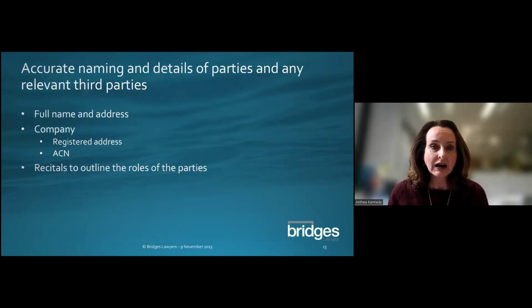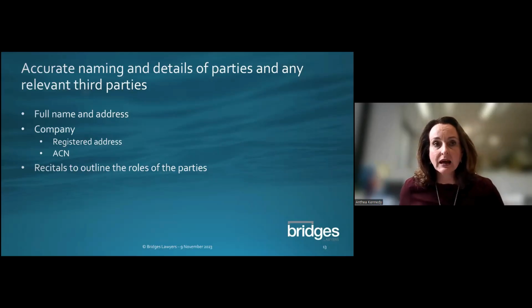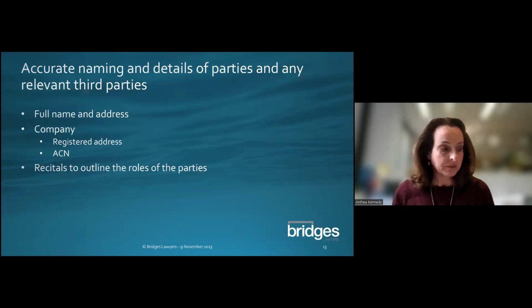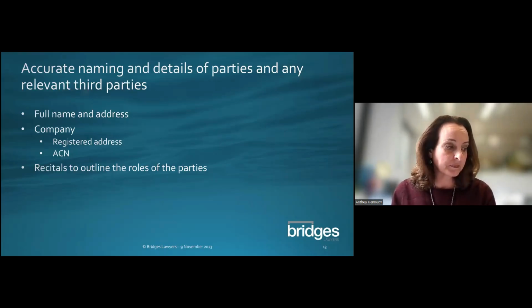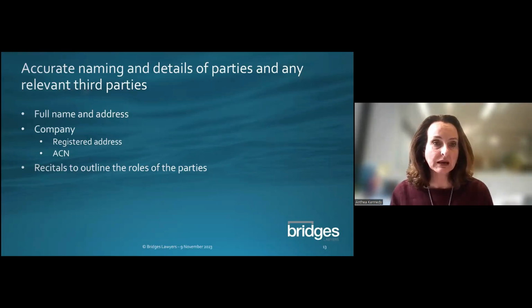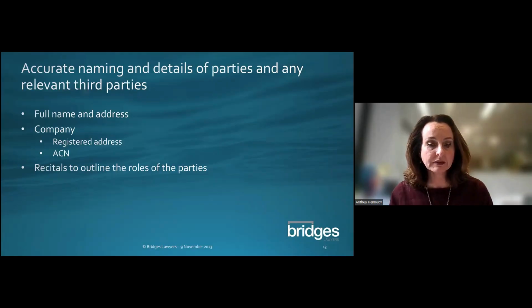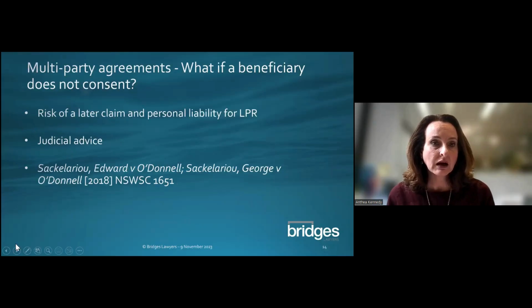Often in family provision cases, there are a number of beneficiaries whose interests may be affected by the agreement. The parties to the agreement should be fully identified and named, and similarly with the company, the registered address of the company should be included and the ACN identifying the company.